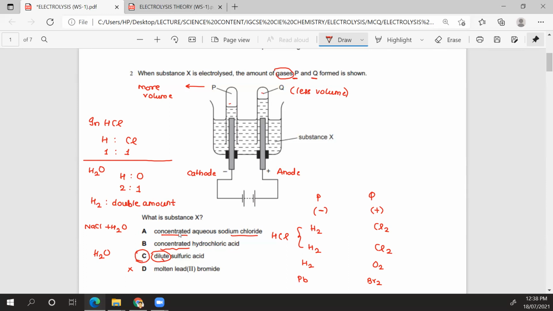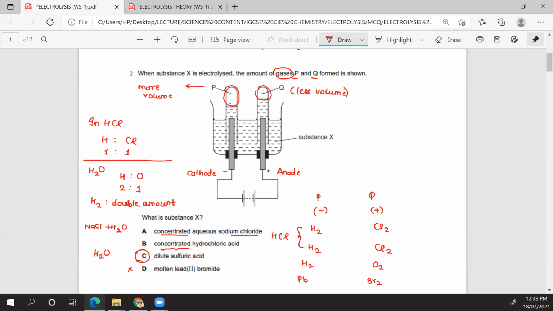Is everybody clear why the answer is C? See, A and B both are gases, hydrogen and chlorine. So the answer can be A, B or C. But why is it C? Because you need to check the difference over here, the volume. And for H2O, which is water, the volume of hydrogen which is produced is actually more.